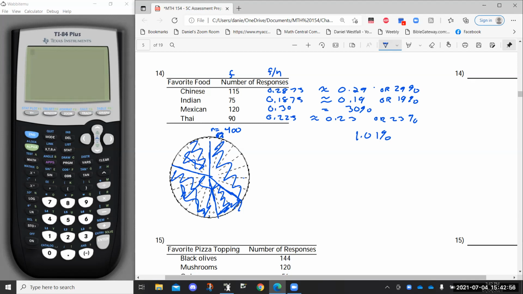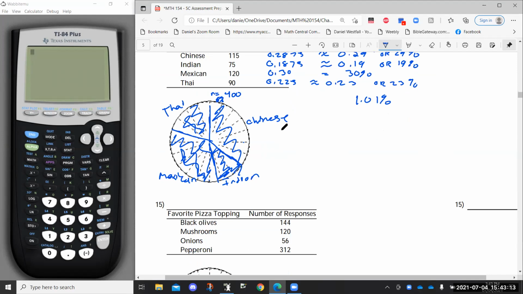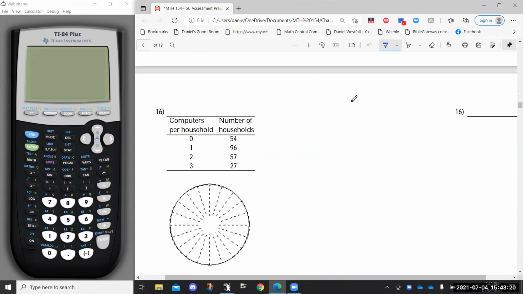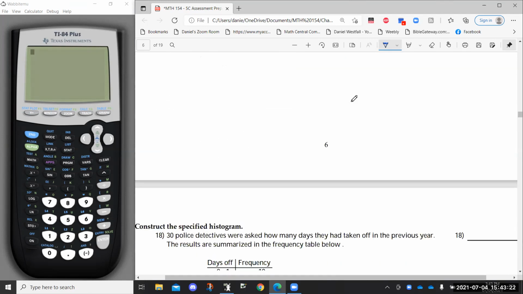So I'm going to call this Chinese, call this Indian, call this Mexican, and call this Thai. Again, I'm not doing it exactly, I'm not doing it in different colors. You would get both of those things if you used a spreadsheet program to do that. So move along on this.